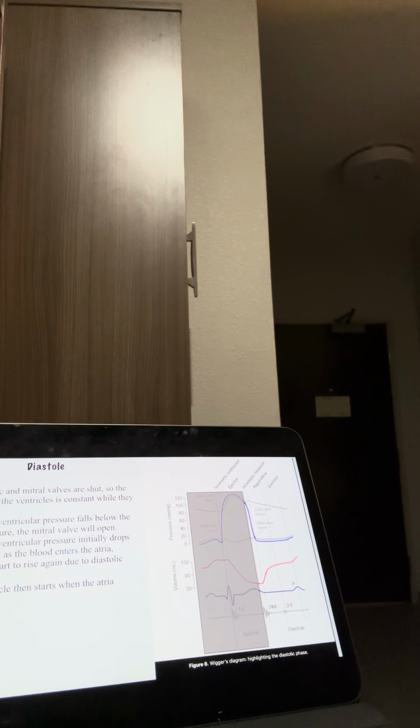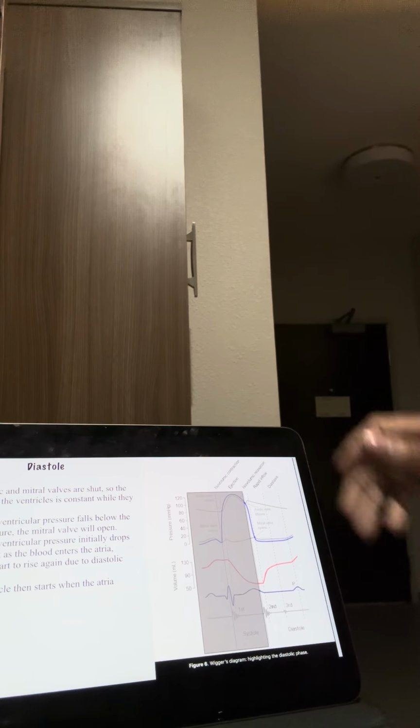Atrial and ventricular pressure initially drop slightly, but as the blood enters the atria, pressure starts to rise again due to diastolic filling. The next cycle then starts when the atria contract.